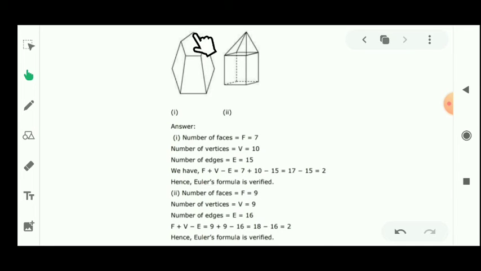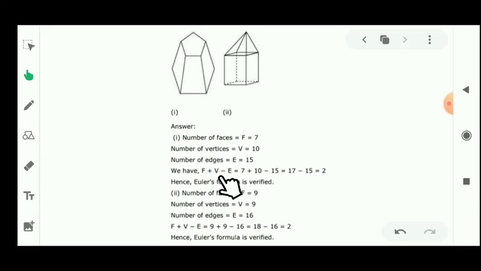Now see the edges. Edges means the straight line joining two vertex, that is called an edge. That means 1, 2, 3, 4, 5. These are the 5 edges. 6, 7, 8, 9, 10, 11, 12 and 2 more there like this, 12 to 14 and 1 is in the like this line. That means total 15 edges are there in this figure.